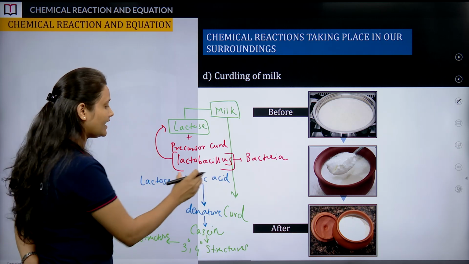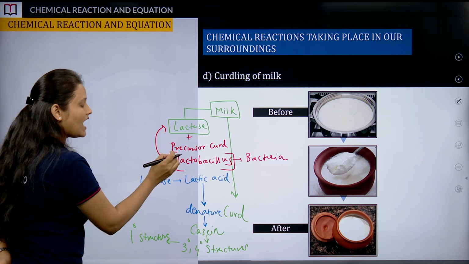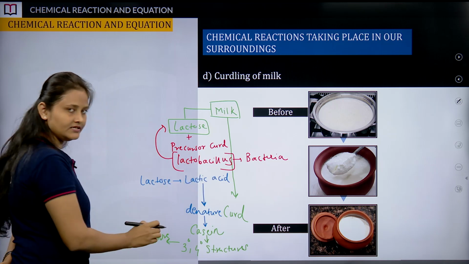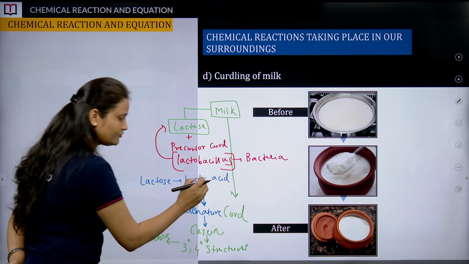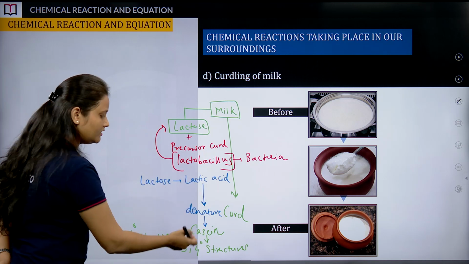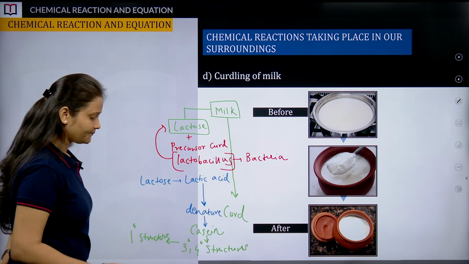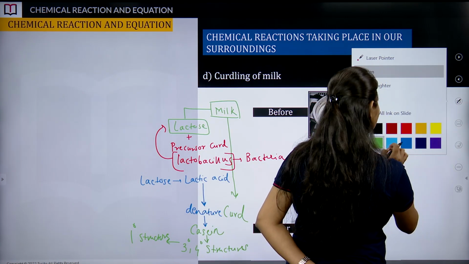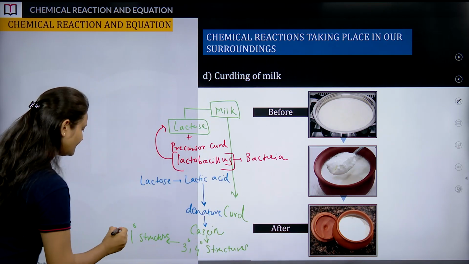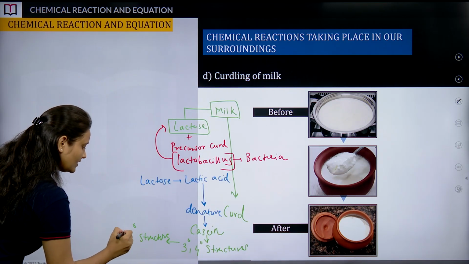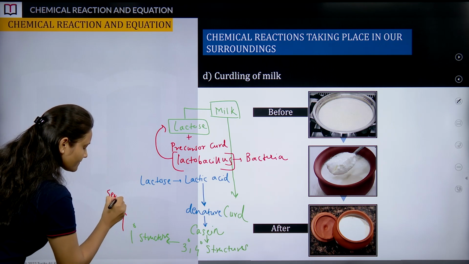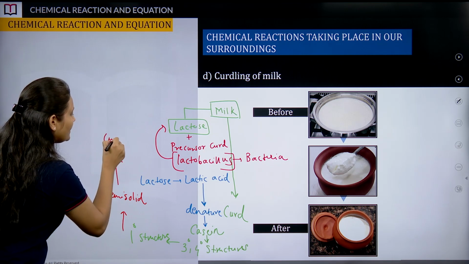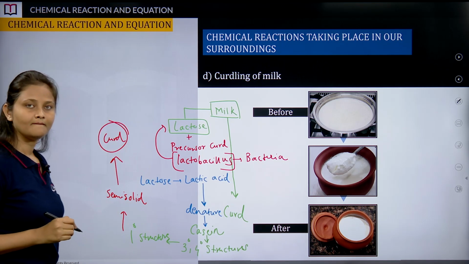From where have we obtained the lactic acid? From lactose and lactobacillus bacteria. They have turned lactose into lactic acid. This lactic acid is going to denature, going to change the structure which is present in the casein. And this primary structure, after observation, we say it is nothing but what? A semi-solid substance. Let me write it here. Semi-solid. And that semi-solid substance is what our curd is.